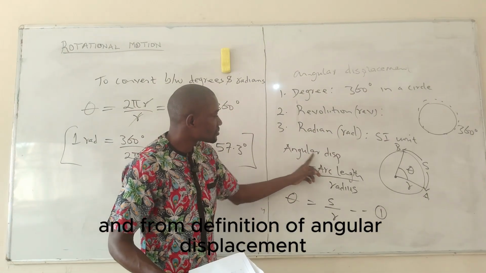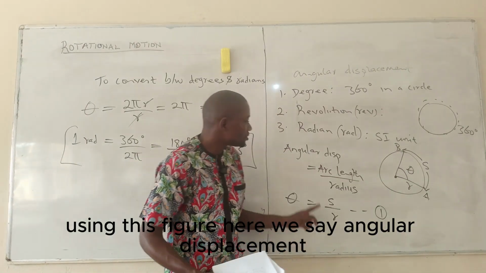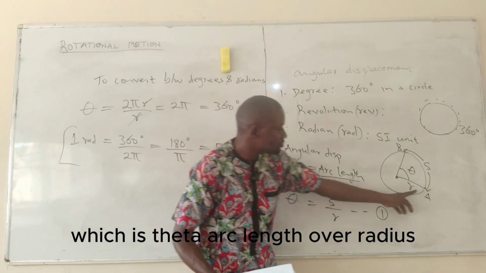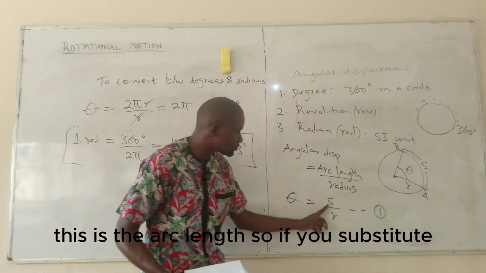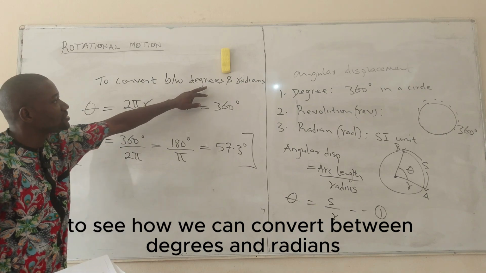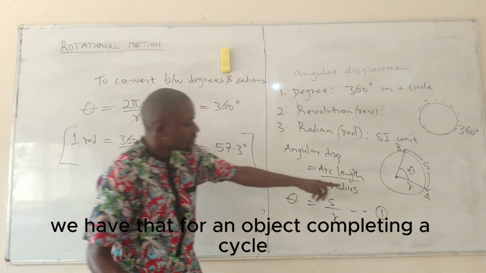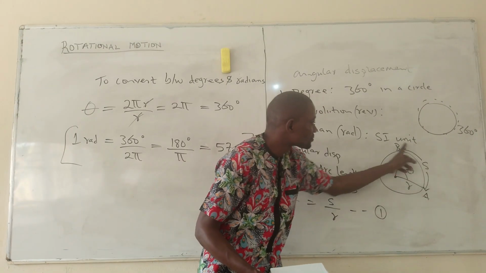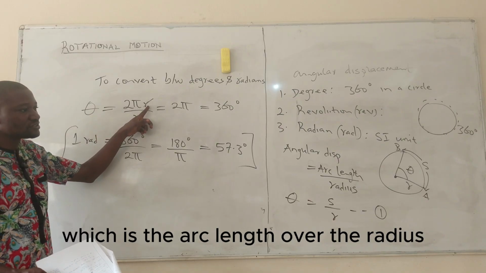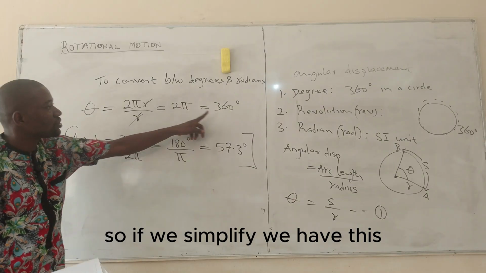And from the definition of angular displacement, using this figure here, we say angular displacement, which is theta, is arc length over radius. This is the arc length. So if you substitute, we have equation 1. Then, to see how we can convert between degrees and radians, we have that for an object completing a cycle, the circumference of the cycle is 2 pi r, which is the arc length, over the radius. So if we simplify, we will have this.